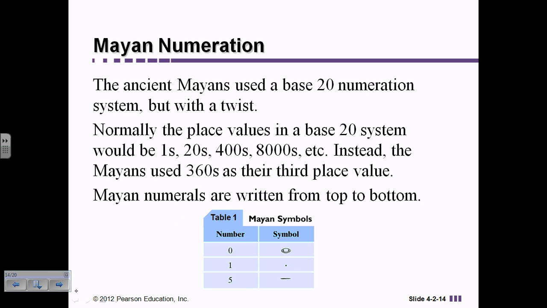So the ancient Mayans used a base 20 number system. So again, you would have 20 to the 0 power, 20 to the first power, 20 to the second power, 20 to the third power. But instead, the Mayans used 360 as their third place value. So, a little bit of a twist on it. The symbol for the 0 is given to you here. The symbol for the 1 is a dot, and the symbol for a 5 is a line.